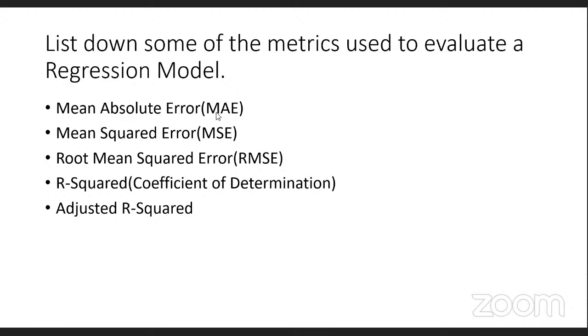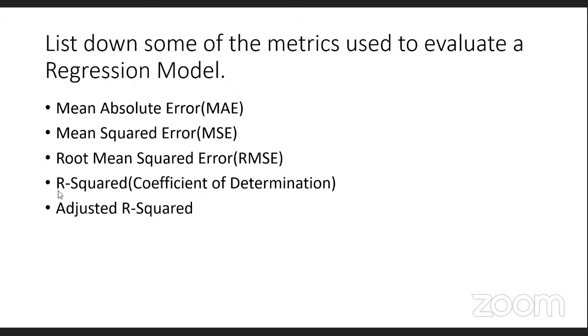Mean absolute error is the difference between the actual value and the predicted value divided by the number of points. Here, mean squared error. What is the mean squared error? Mean squared error is the difference between actual minus predicted, whole square, divided by the number of rows or number of samples whatever we have. That is the mean squared error. What is the root mean squared error? Root mean squared error is nothing but the square root of the sum over all the points of actual minus predicted whole square, divided by n. That is the root mean squared error.